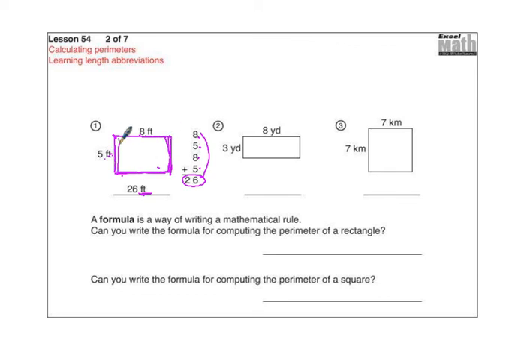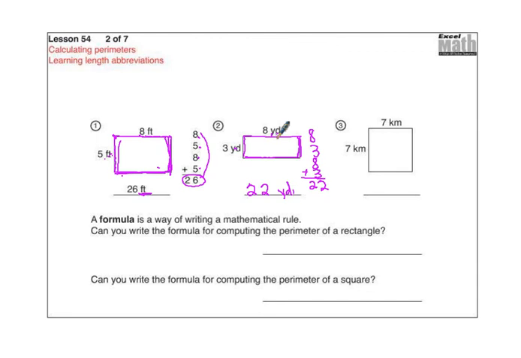Number two is 8 yards by 3 yards. How are we going to find the perimeter of that? Well, we can take 8 for this side, add 3, go ahead and put this on your paper, and then the opposite side of this rectangle is 8, and the opposite side over here from the 3 is also 3. So we're going to add these up and get 22. So the answer is 22 yards.